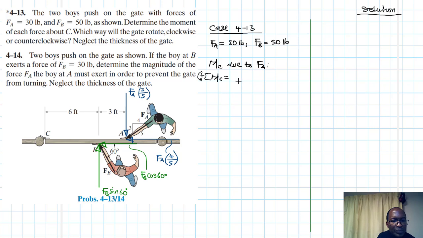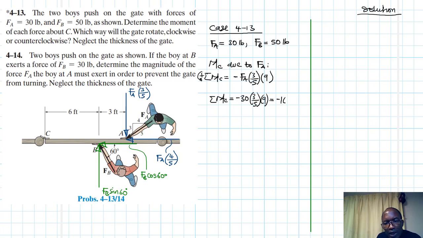We have clockwise, which is negative, so minus Fa times 3/5 times the lever arm, which is 9. Therefore this is going to be equal to Fa itself, which we said is 30, times 3/5 times 9. So this gives us, where's my calculator? We have 30 times 3 times 9 divided by 5.